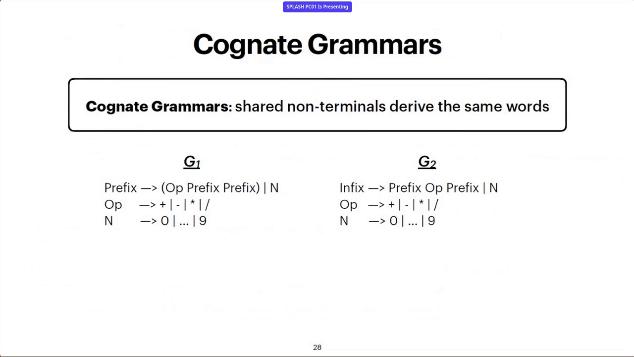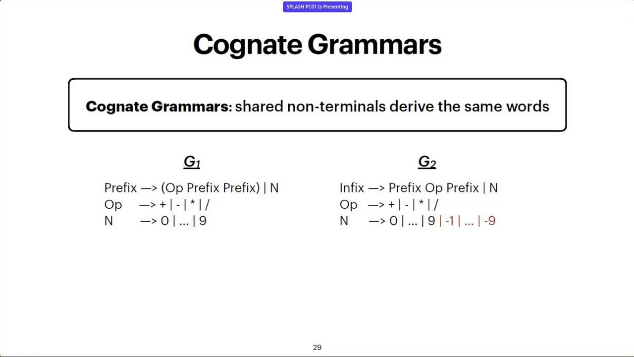Broadly speaking, two grammars, G1 and G2, are considered cognate according to our definition if their shared non-terminals derive the same words. To explain what that means, I'm just going to show this simple example at the bottom. Consider these two grammars, G1 and G2. They both derive arithmetic expressions. The one on the left derives prefix notation expressions, whereas the one on the right derives infix notation expressions. They have two shared non-terminals, op and n, and if you stare at them for a second, you'll probably convince yourself that they derive the same words.